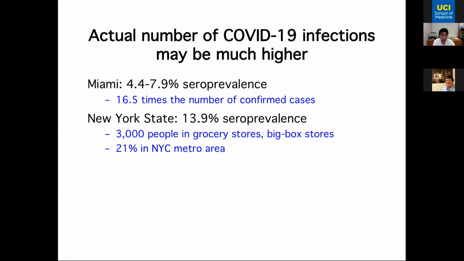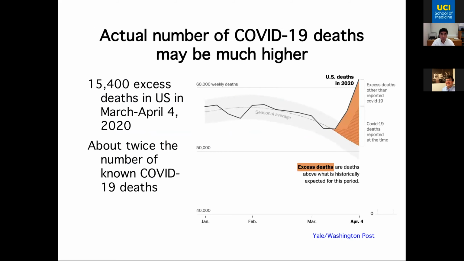This has also been done in Miami and New York State. In each case, they've seen, again, many more cases than confirmed. In New York State, the prevalence is estimated at almost 14%, and in fact, 21% in the New York City metropolitan area. There's also an issue with the number of deaths.